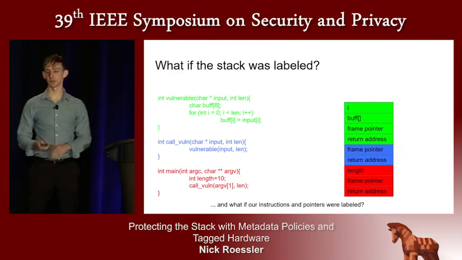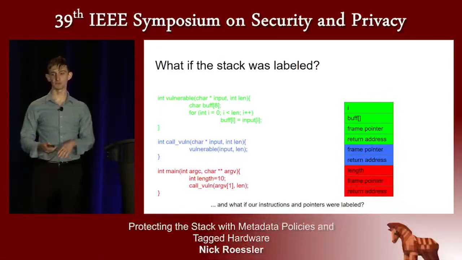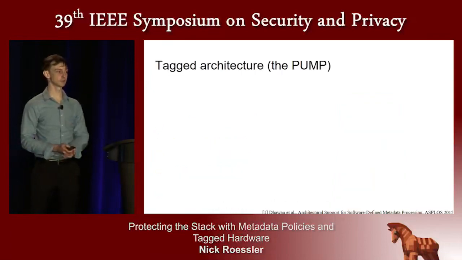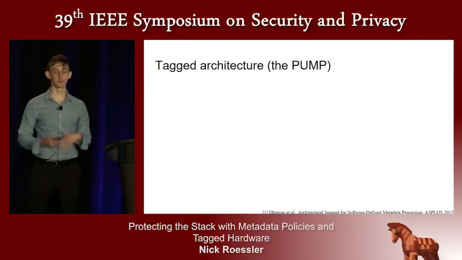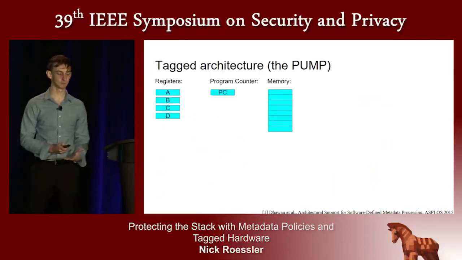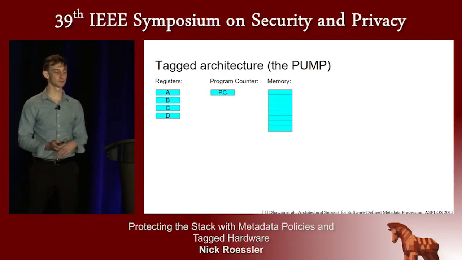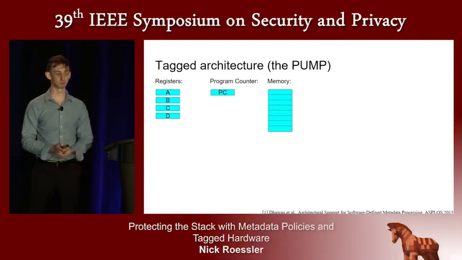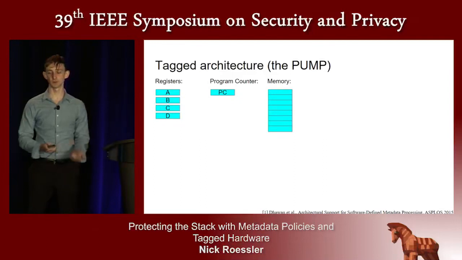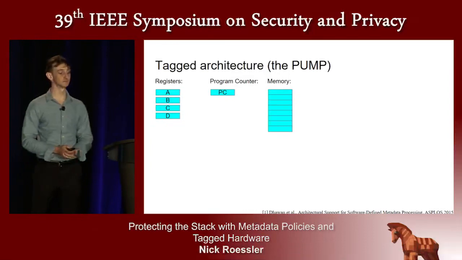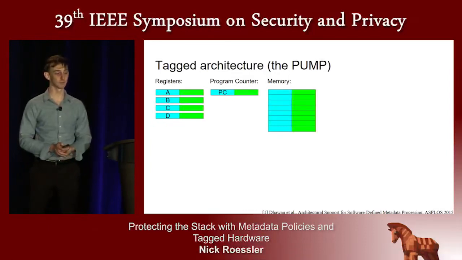With that, I'll take a step back and look at the tagged architecture that we're going to implement this policy on top of. Our tagged architecture is called the pump. This is short for the programmable unit for metadata processing. So a normal CPU has some amount of state shown in blue, such as registers A, B, C, and D, a program counter that tells us where we're at in our program, and a memory. In our tagged architecture, we extend each of these pieces of state with a tag shown in green.